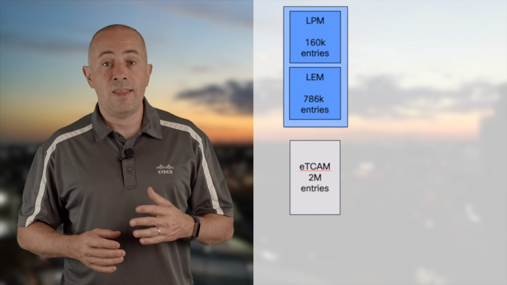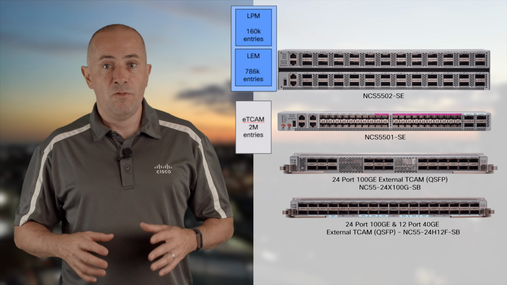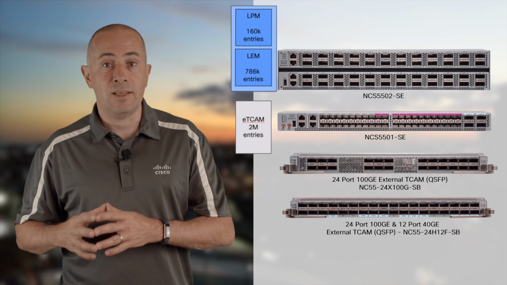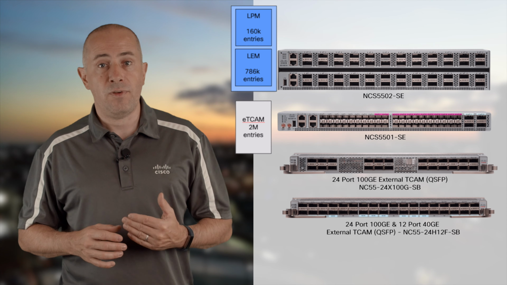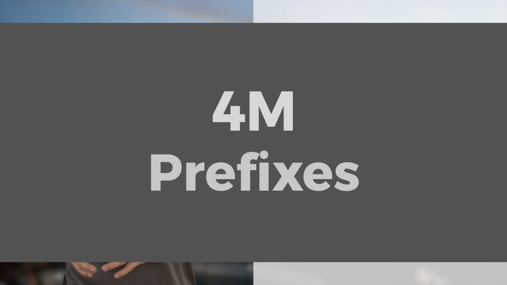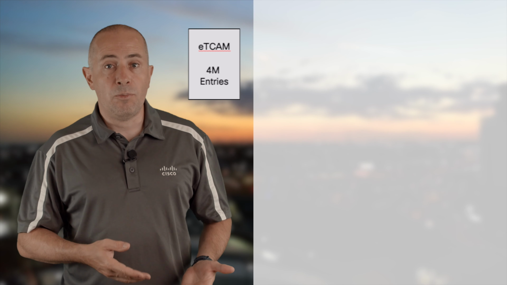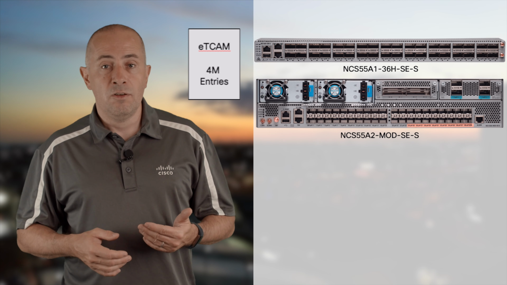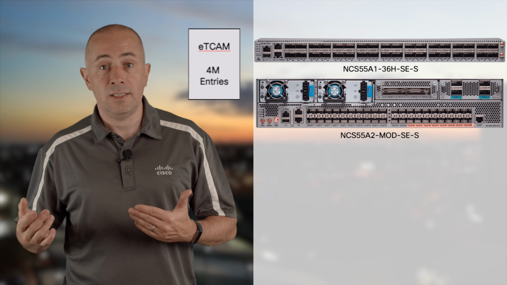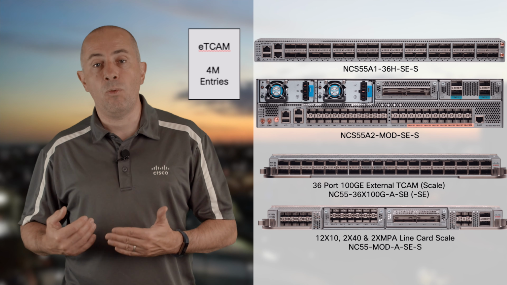Third level, 2.75 to 3 million prefixes, split in 784K in LEM, 160K IPv6 in LPM, and 2 million IPv4 in eTCAM. That's a Jericho with eTCAM systems like the 5501SC, 5502SC, and the line cards 24 by 100 gig SC and 24H 12F SC. Last level, 4 million prefixes, all moved to the eTCAM. That's the Jericho Plus systems with external TCAM, like the pizza boxes 55A136H SC, 55A2 mode SC, or the line card 36 by 100 gig SC, and the modular 1 SC.